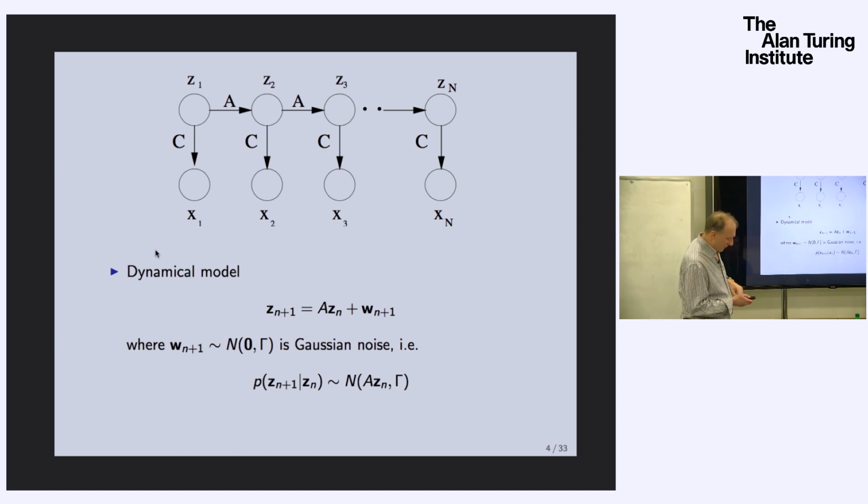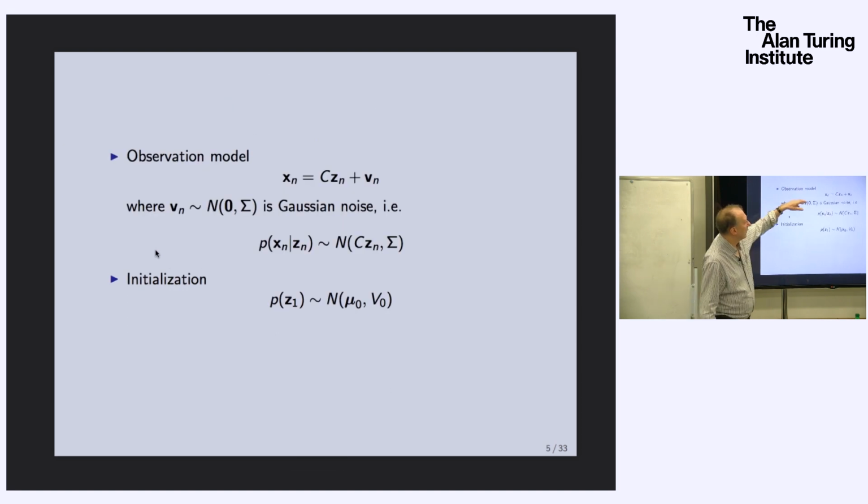And that's the model, and we've also got an output model, and in this case we assume that there's a linear relationship between the z's and the x's plus noise. So x n is C z n plus v n, and again, v n is Gaussian noise. And everything will be Gaussian. We'll initialize this as a Gaussian at time 1, and then we'll run inference.